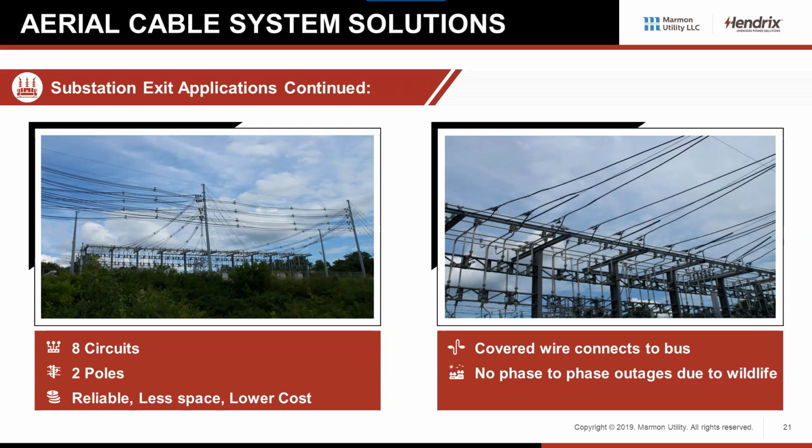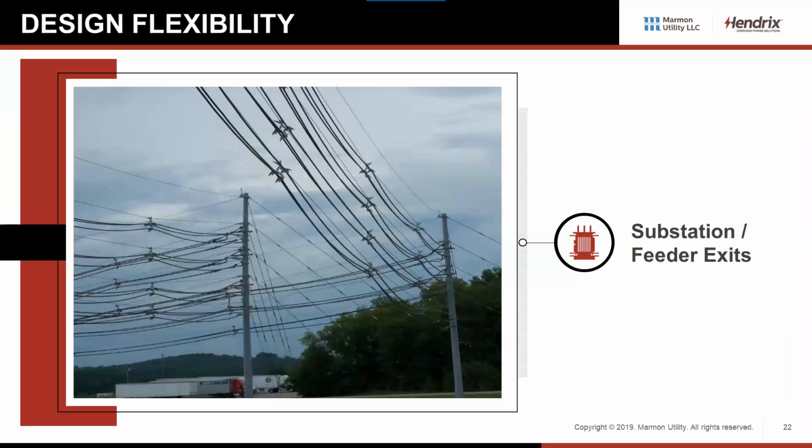So with this one, you can see that they've even got the actual exits coming out of the sub that are overhead. But if you look closely in the picture on the right, it's all covered conductor that goes through the dead end grips and connects right up to the bus work, and everything's covered. So it's still a very reliable system. Everything is covered.